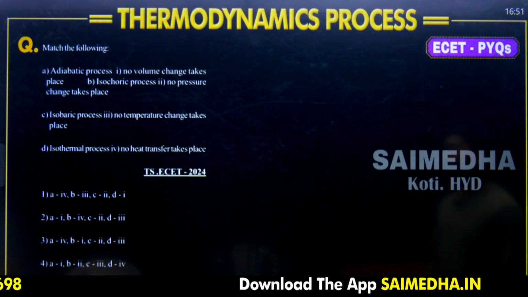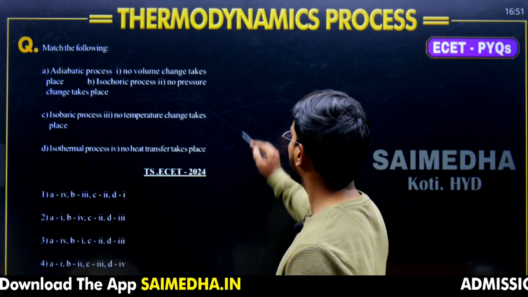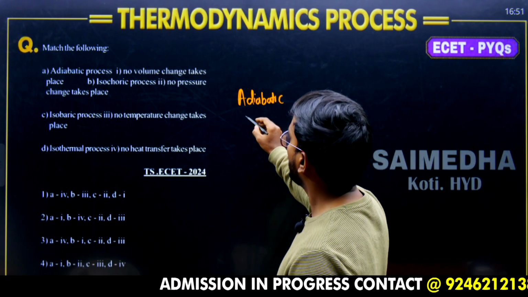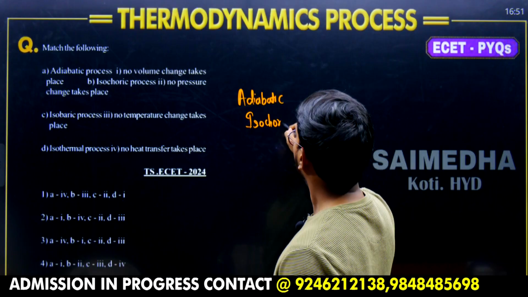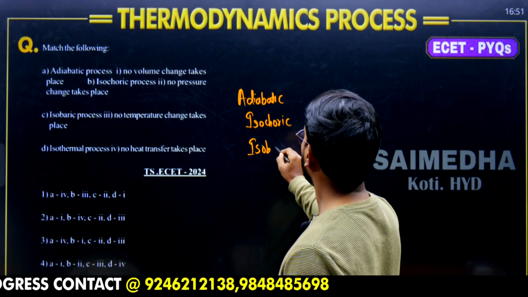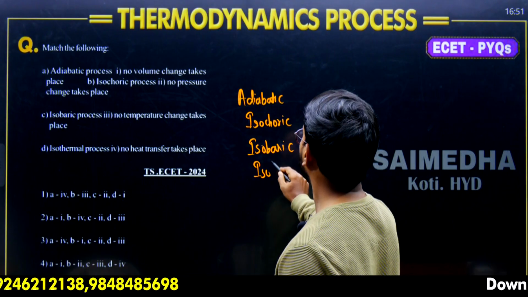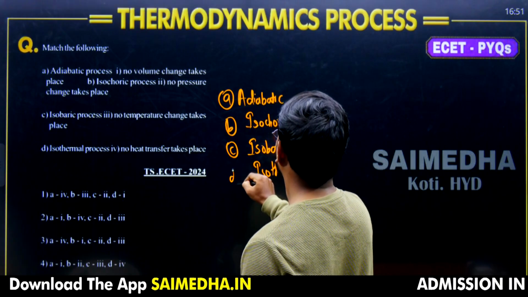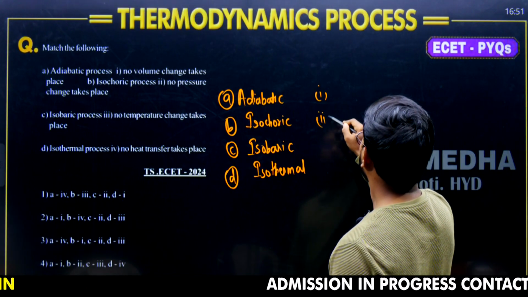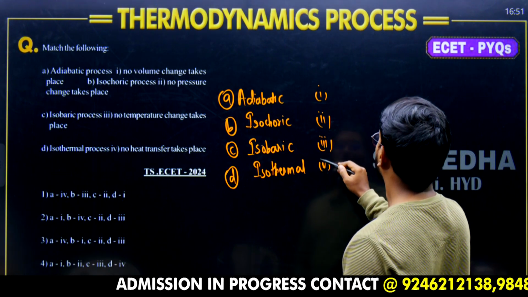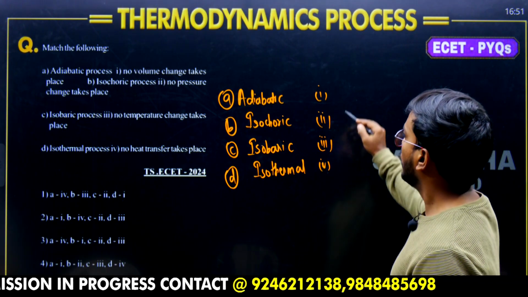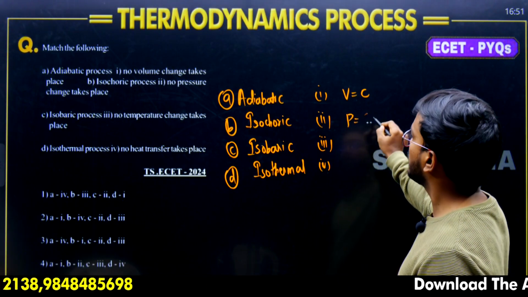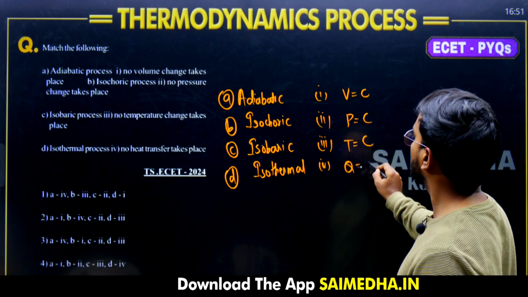Moving on to the next question. Now this is a match the following question. Given: A is adiabatic process, B is isochoric process, C is isobaric process, and the last one, D, is isothermal. Mentioning these as A, B, C and D. Options are given as 1, 2, 3, 4: volume does not change, that means volume is constant. Second one is pressure is constant. Third one is temperature constant. Fourth one is heat is constant.